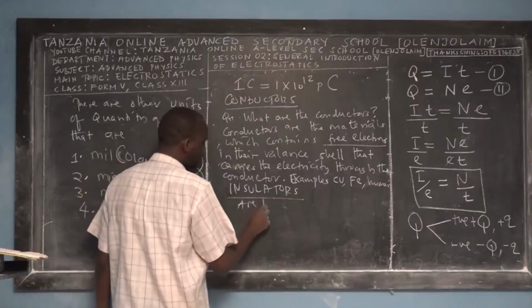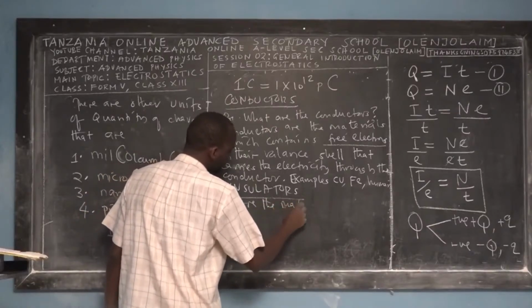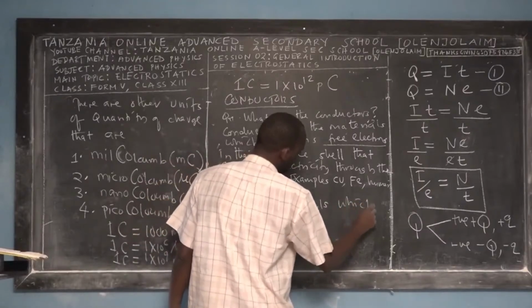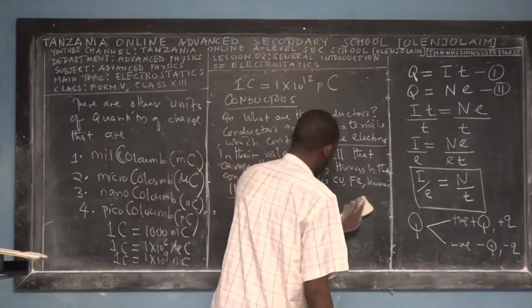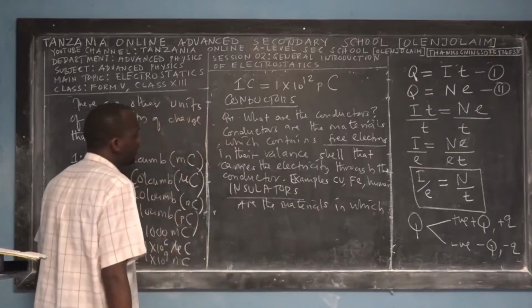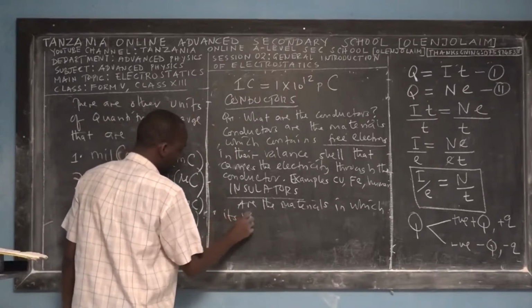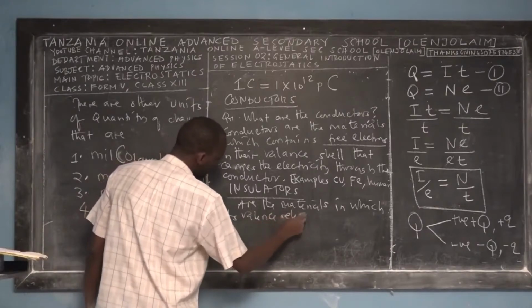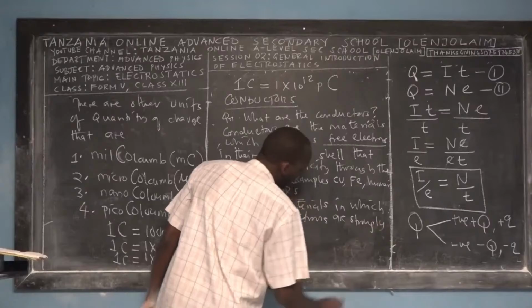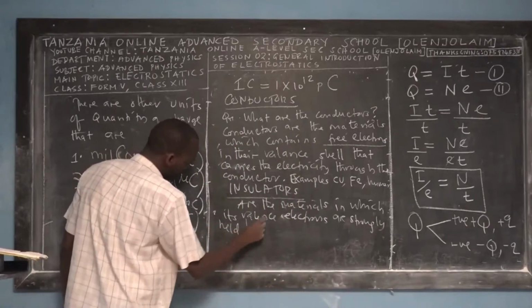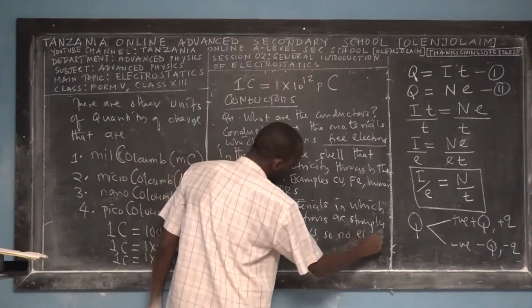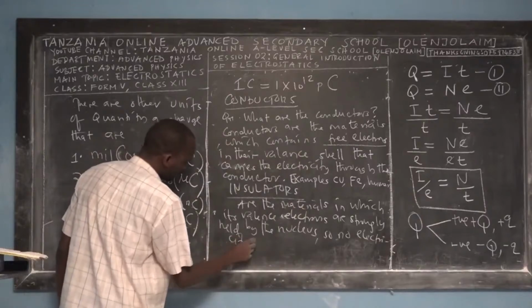So the insulators are the materials in which the valence electrons are strongly held by the nucleus. So, no electricity conduction.